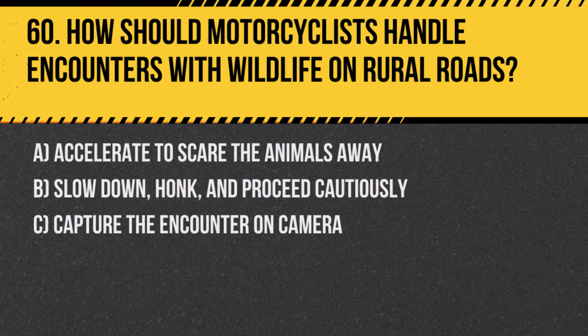Question 60. How should motorcyclists handle encounters with wildlife on rural roads? A. Accelerate to scare the animals away. B. Slow down, honk, and proceed cautiously. C. Capture the encounter on camera. Answer: B. Slow down, honk, and proceed cautiously. Reducing speed and using the horn can help avoid accidents and alert animals to your presence.